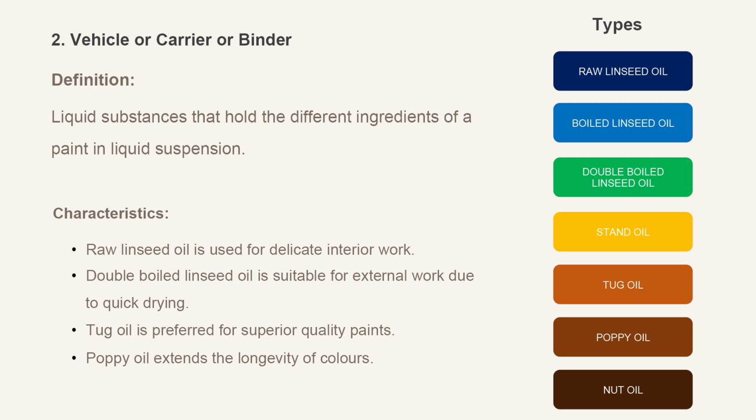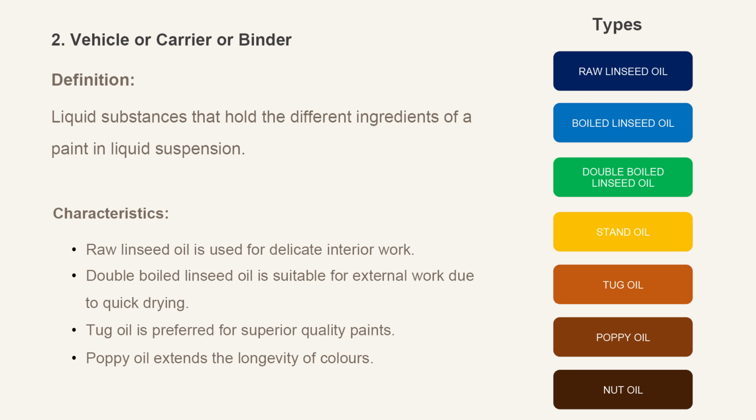First is linseed oil. This comes in 5 types: raw linseed oil, boiled linseed oil, pale boiled linseed oil, double boiled linseed oil and stand oil. Raw linseed oil is thin but takes a long time to dry. It is often used for delicate work along with dryers. Boiled linseed oil is thicker and dries faster than raw linseed oil. It is great for general use.